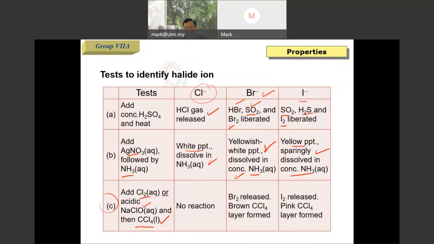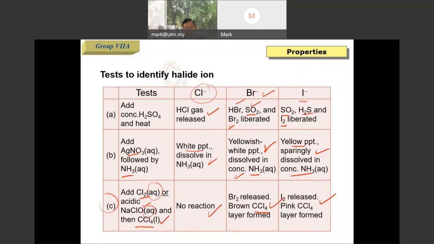But for chloride ion, it does not react. Bromine gas will be released, as well as iodine gas. When it dissolves in the organic layer, there is an aqueous and organic layer, because the starting material is in the aqueous state. So you have the water solution as well as the organic layer, which is the CCl4, and they're not miscible, so they do not mix.